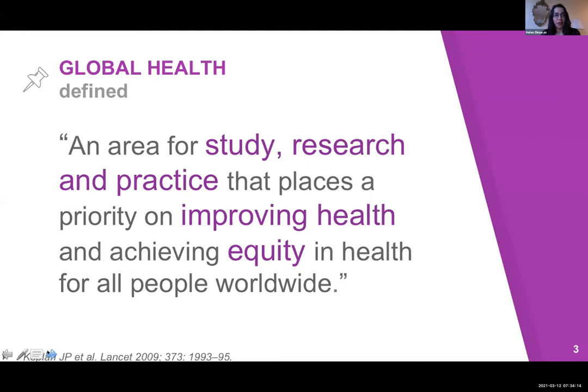The definition of global health, you may be familiar with, is that it's an area for study, research, and practice that places a priority on improving health and achieving equity in health for all people worldwide. So this focus on health equity and eliminating avoidable factors that cause good health in some contexts and poor health in others is really the focus of activity in this area. And so in order to achieve health equity, the global health definition actually goes further to talk about how cooperation globally is important in solving global health challenges because they are so complex, and that any solutions really require interdisciplinary support, whether that be through study, research, or practice.